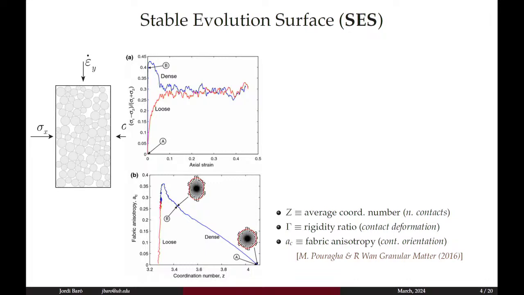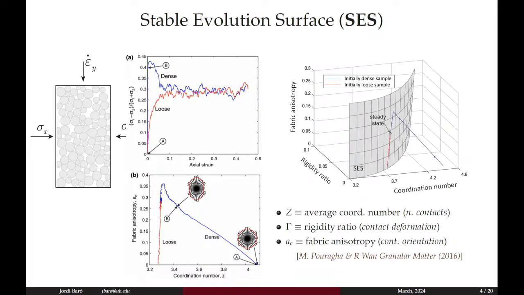So essentially, this final point here seems to lie inside a kind of limit surface. And if we add here the rigidity ratio, he found out that you can build this manifold that is very similar to this idea of jamming, but that it works well in these intermediate scales of granular matter.